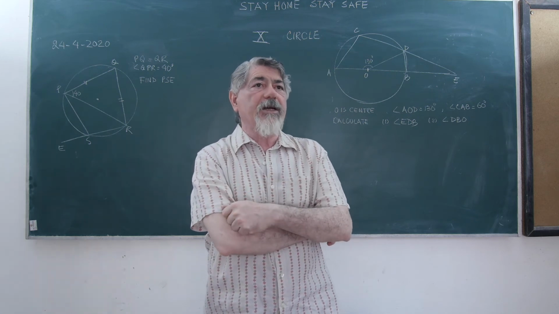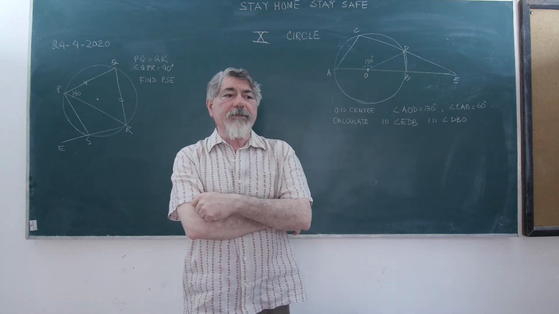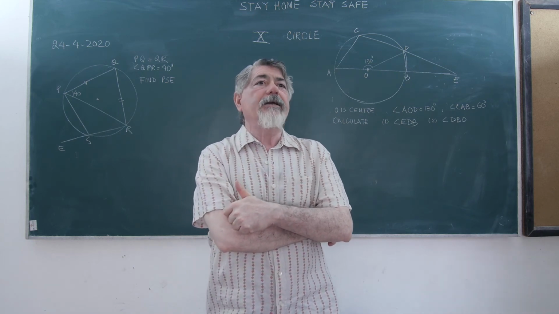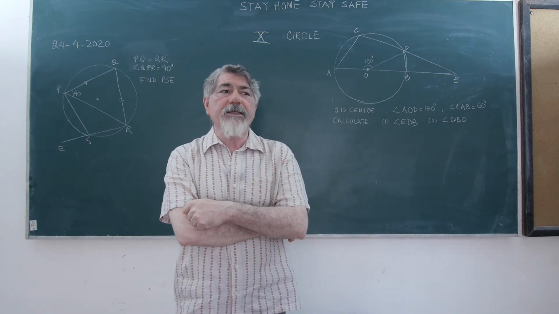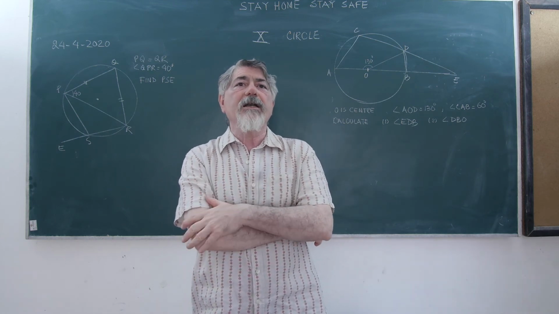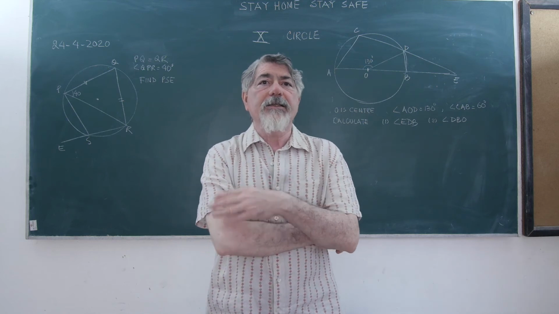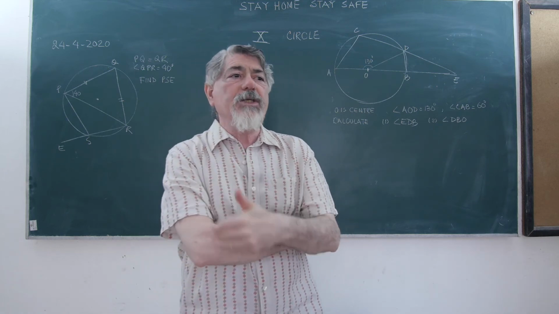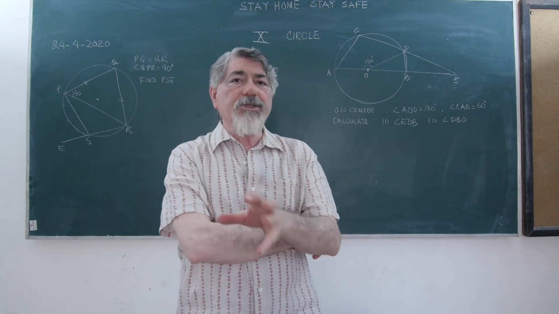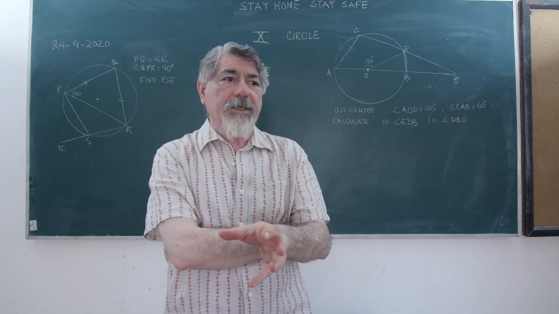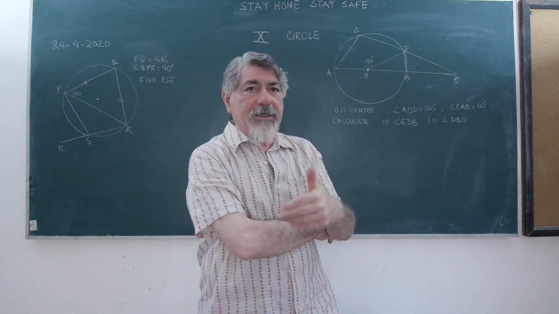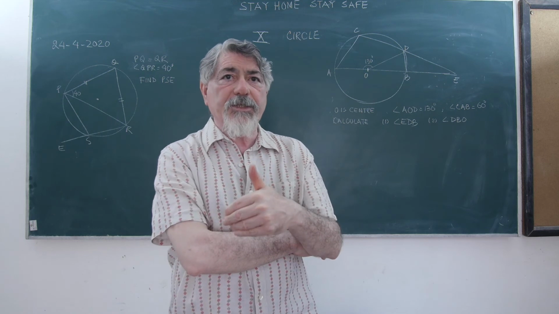Fourth, we studied that opposite angles of a cyclic quadrilateral are supplementary. And the next theorem we studied is that if one side of a cyclic quadrilateral is extended, then the exterior angle is equal to the opposite interior angle. Based on these theorems, we have already solved some problems for you. I'll continue doing more problems based on these.